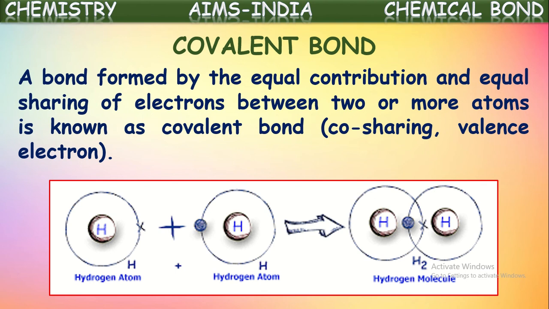So here, suppose two hydrogen atoms sharing one electron mutually, each contributing one electron, and they are sharing these two electrons mutually. By that, both the atoms are attaining nearest noble gas configuration, that is duplet configuration. Between these two, because of this sharing, certain force of attraction occurs, that is called covalent bond.